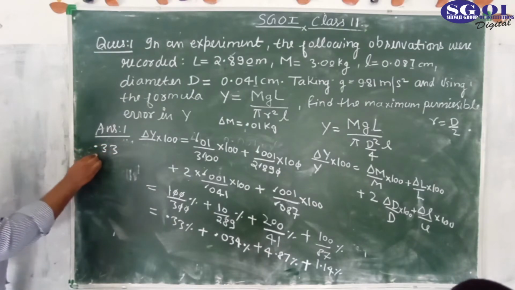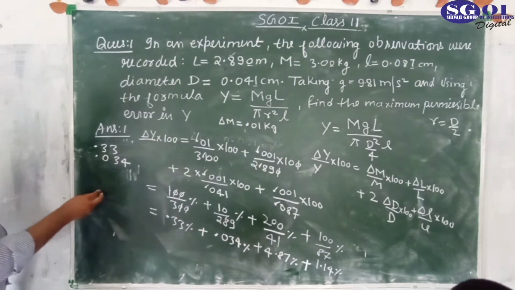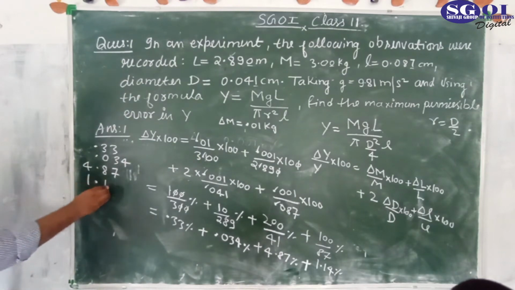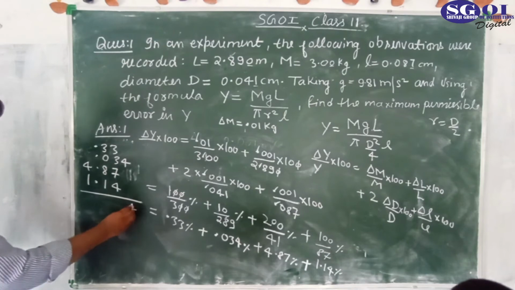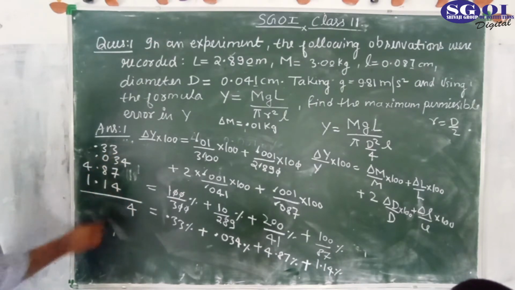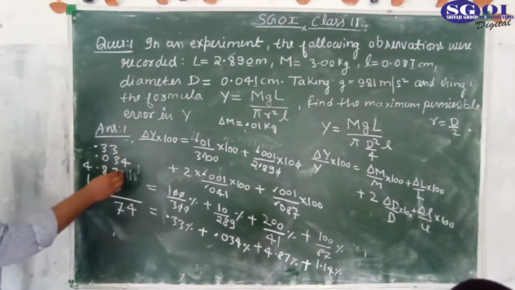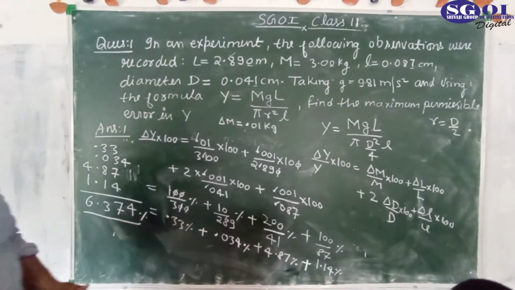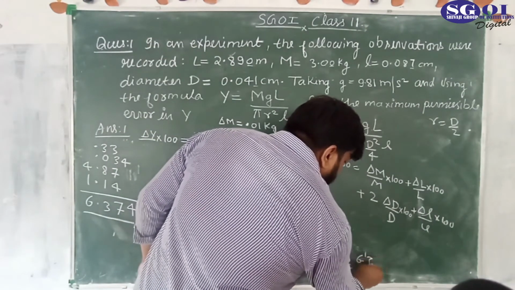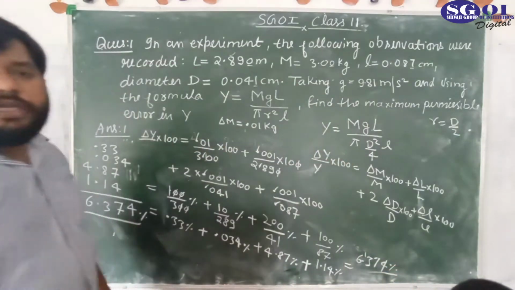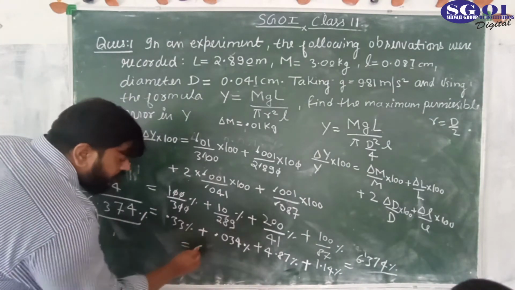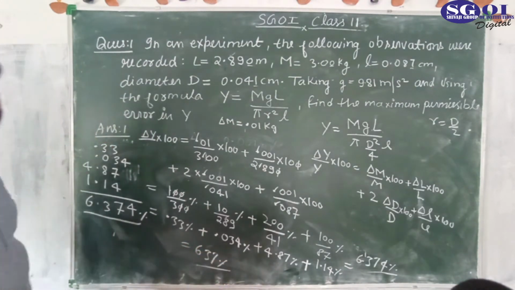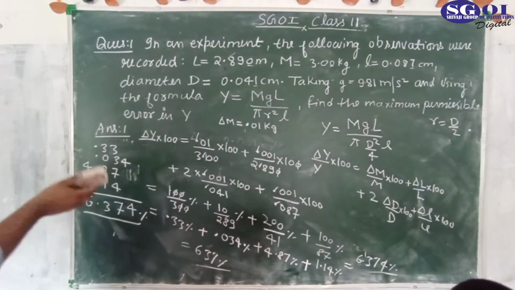0.33, 0.034, 4.87, and 1.14. Adding them, the answer is 6.374%. Yeah, you can say it is 6.37% up to 2 decimal places. So I think you got my concept here.